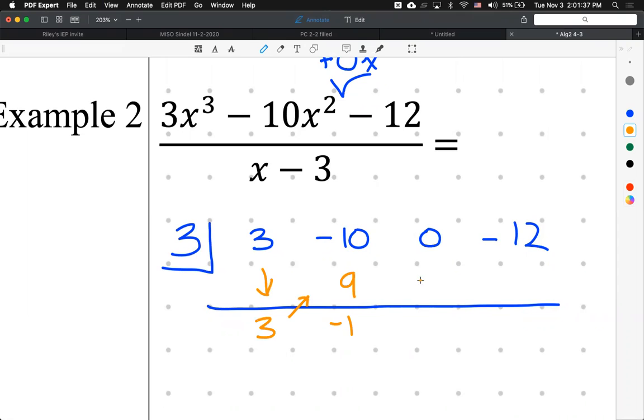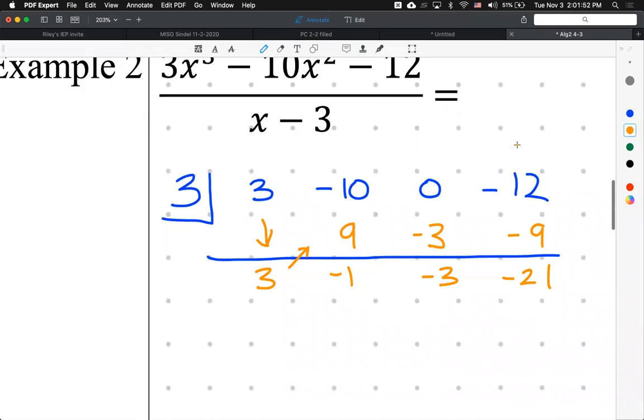Negative 1 times 3 is negative 3. That's just negative 3 because it's 0. Multiply negative 3 by 3, which is negative 9. And that's equal to negative 1. Perfect. And final form. Another volunteer.